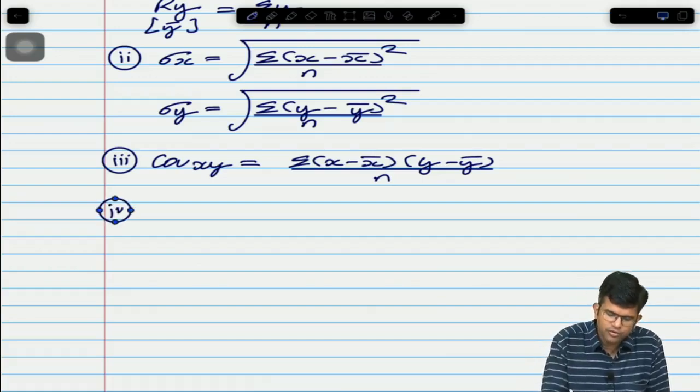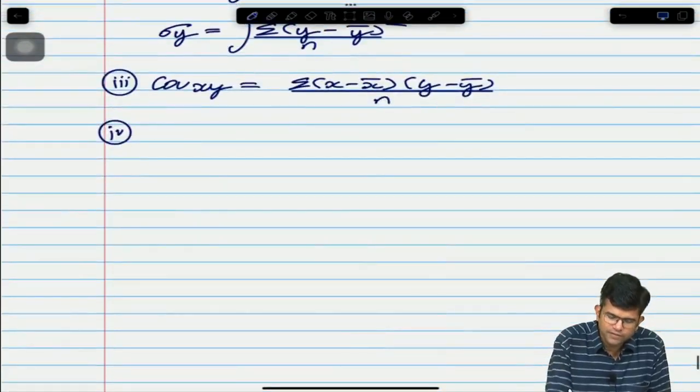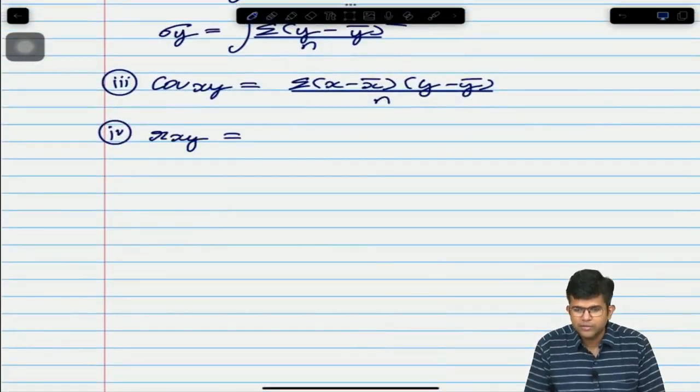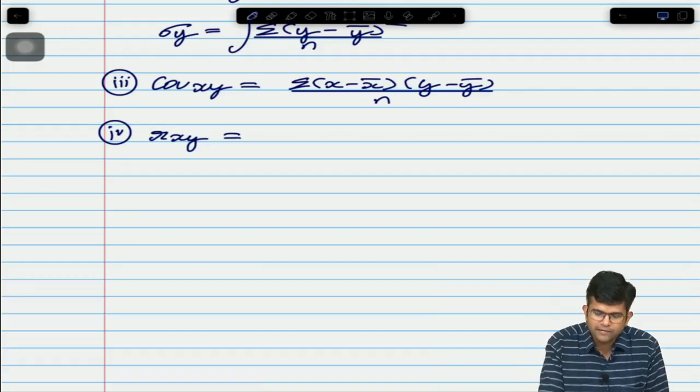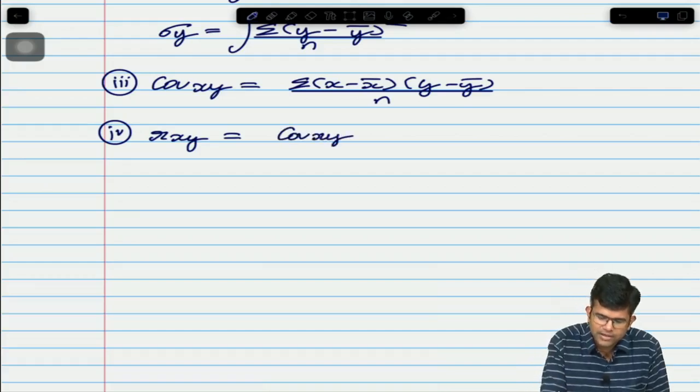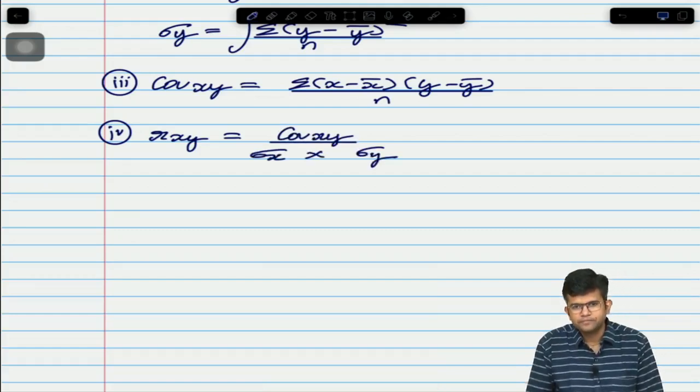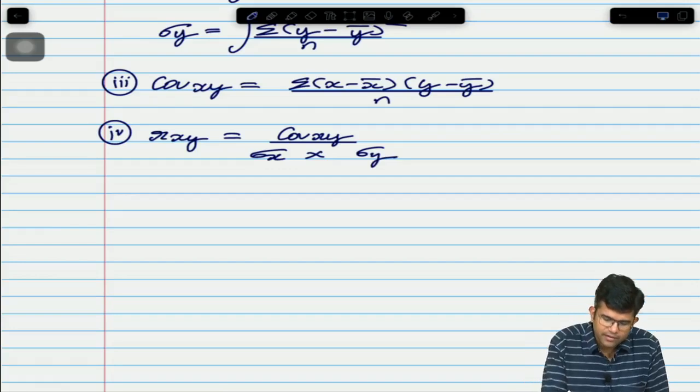Point number 4, they are asking you correlation coefficient Rxy. Anyone remembers the formula? Rxy will be covariance xy upon sigma x into sigma y. Covariance xy upon sigma x into sigma y.